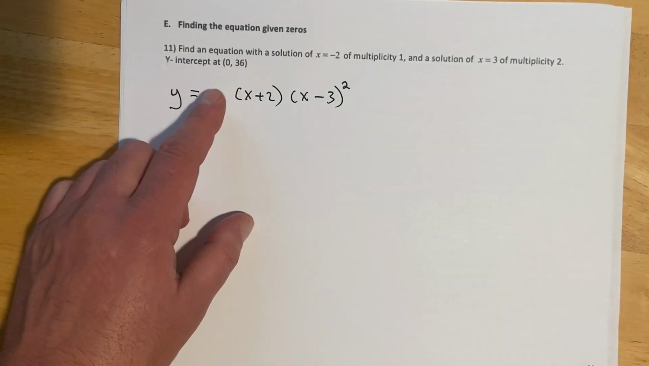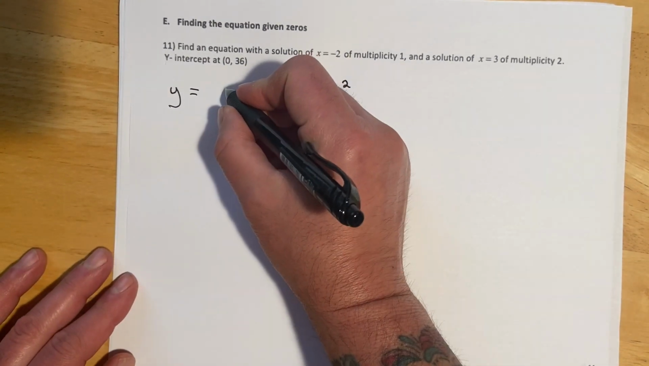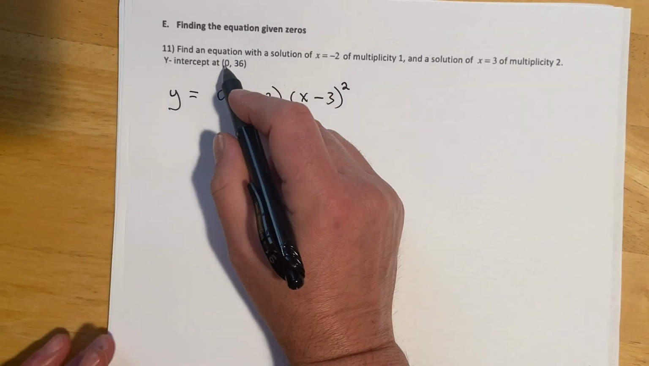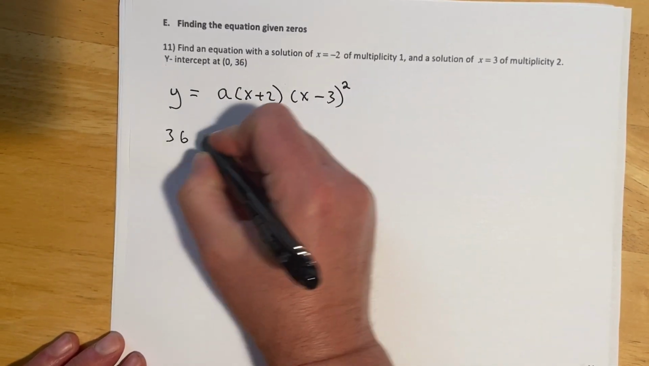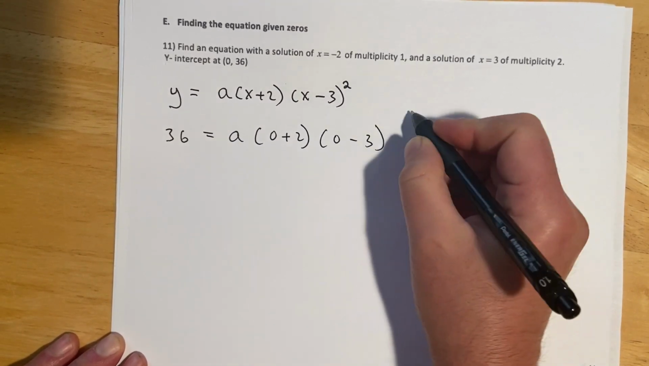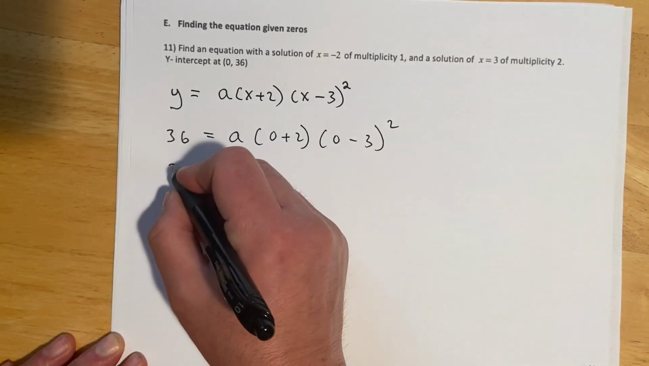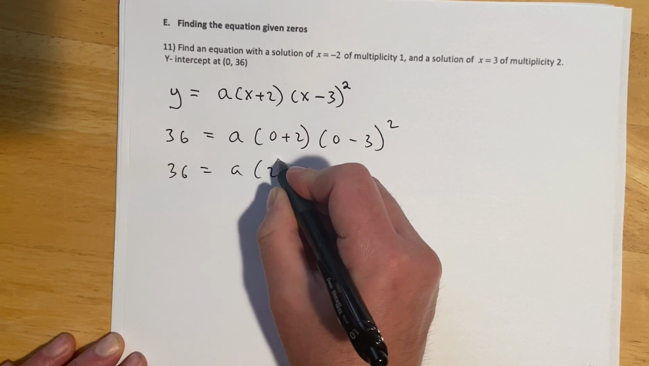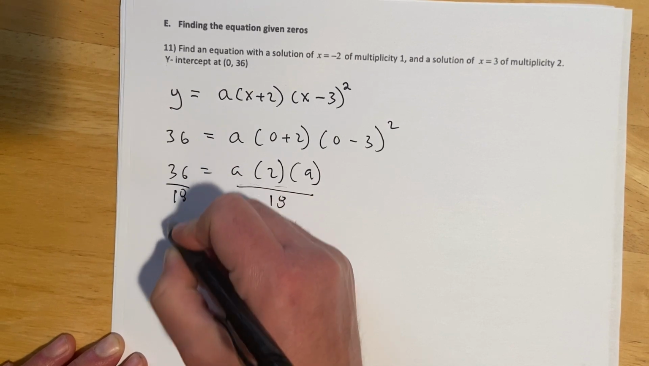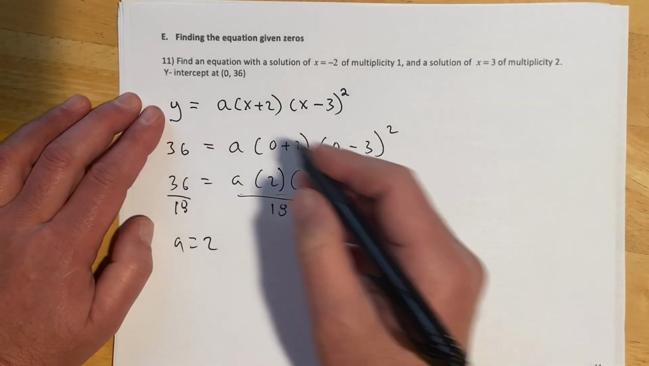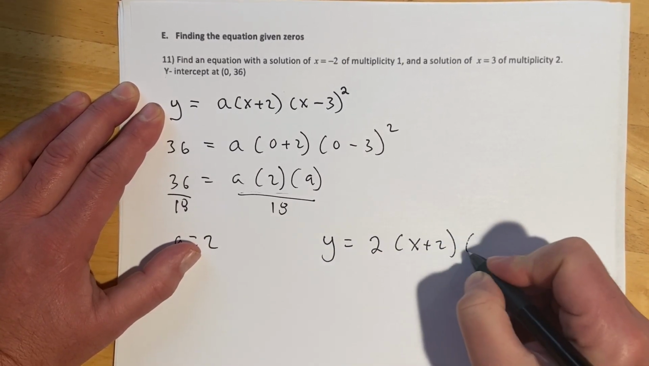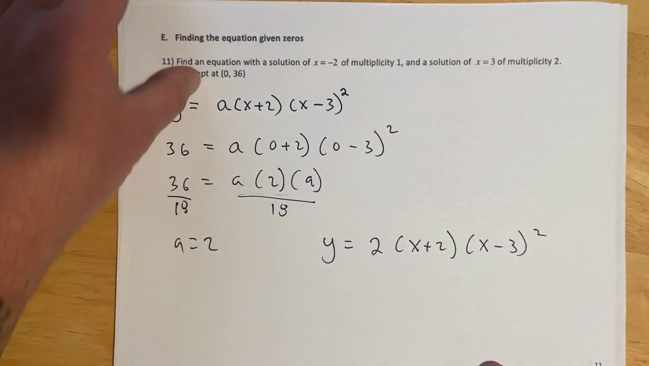The reason we're given the y-intercept is so that we can figure out the stretch factor. And I think we saw this back when we did parabolas. So I'm going to let this be a, and then we know when x is 0, y is 36. So you can say a, 0 plus 2, 0 minus 3 squared. So a, this would be 2 times 9, which would be 18. Then dividing the 18 on both sides, we get a equals 2. So our equation would look like y equals 2, x plus 2, x minus 3 squared.